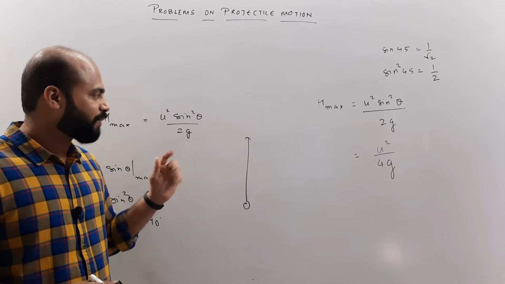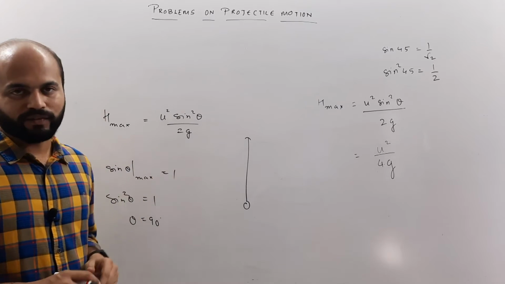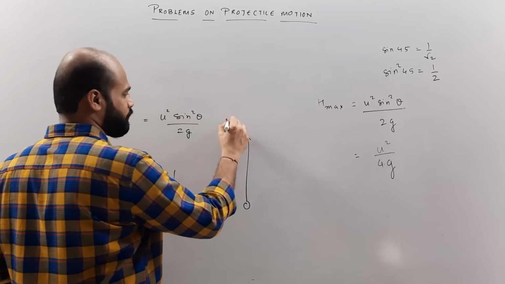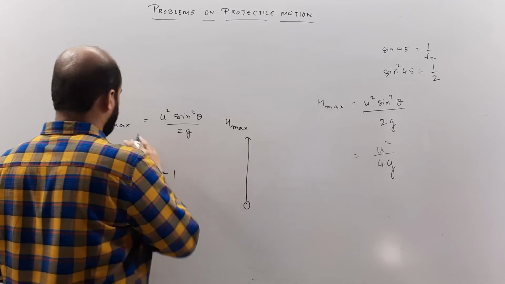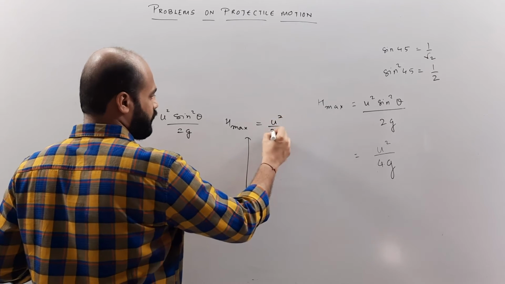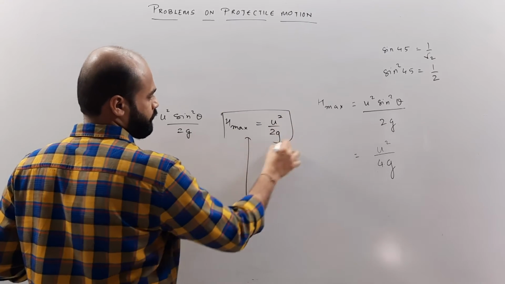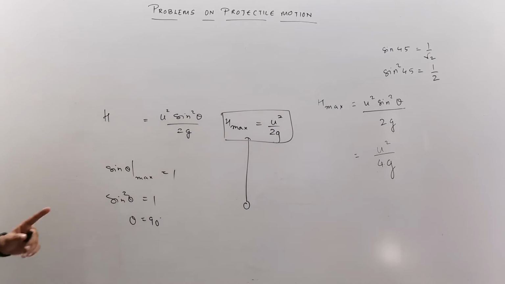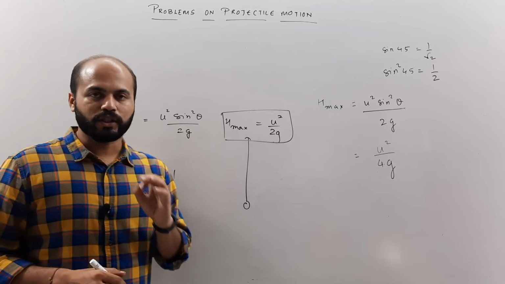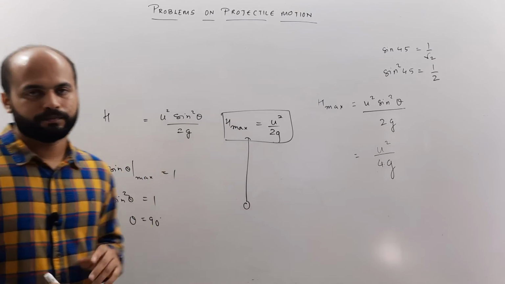However, it will achieve maximum height. And what is the value of that maximum height? If this becomes 1, then H max will become u square by 2g when theta is 90 degrees. So when we throw the ball on top, this is a special case of the projectile motion.